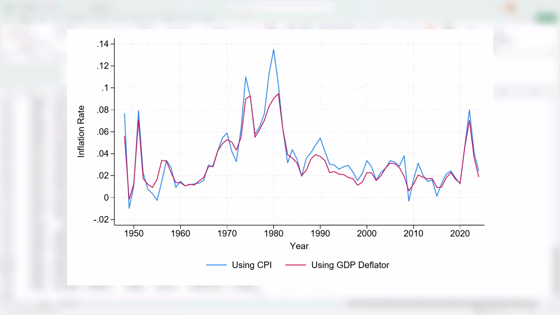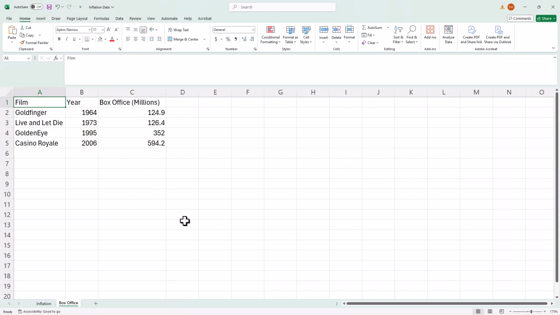As you can see, both measures follow the same general patterns, although the inflation rate calculated by the CPI tends to be a bit more volatile. You can also see from this graph that the inflation rate almost never goes into the negatives, although it does happen occasionally. CPI is also useful if we want to compare amounts of money from different periods of time to each other. This is often called adjusting for inflation. In the Excel file, I've got the box office receipts of 4 James Bond movies ranging from 1964 to 2006.